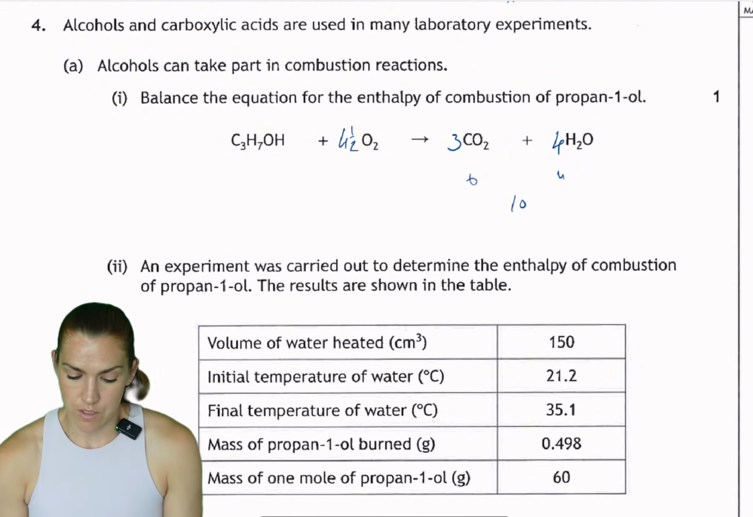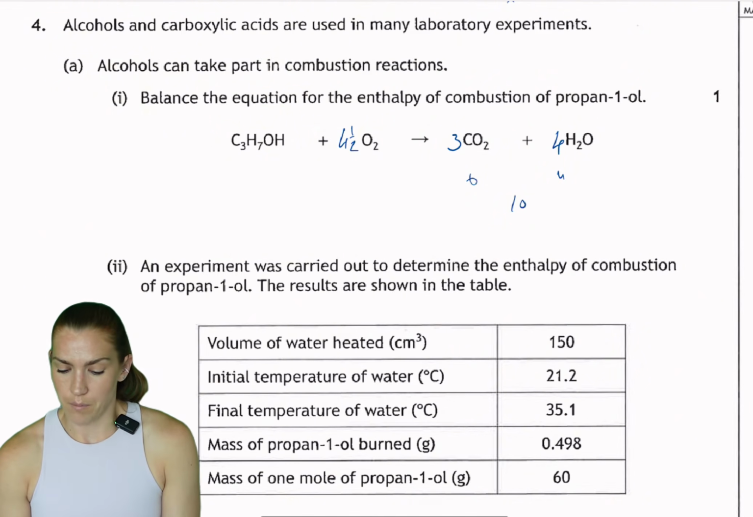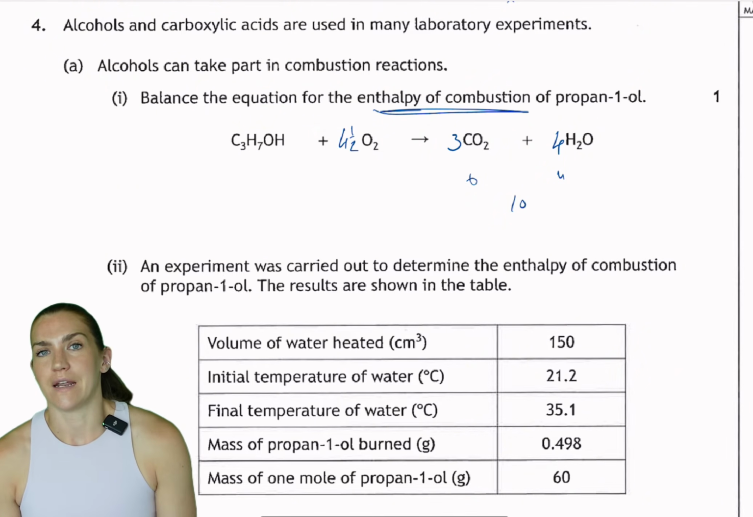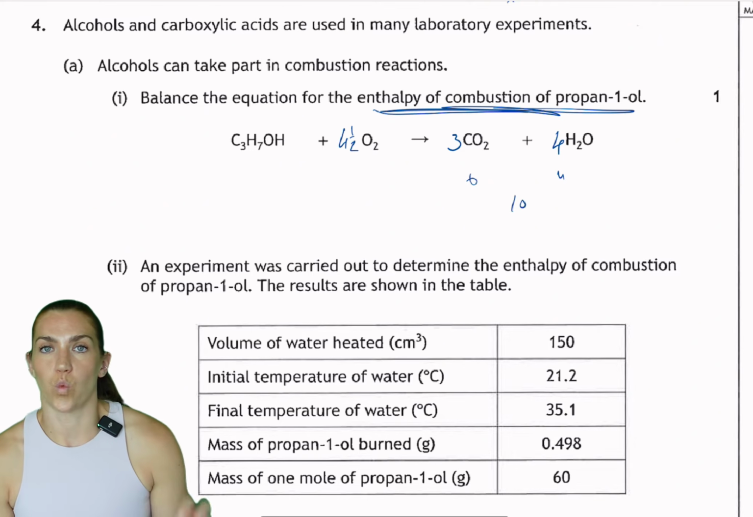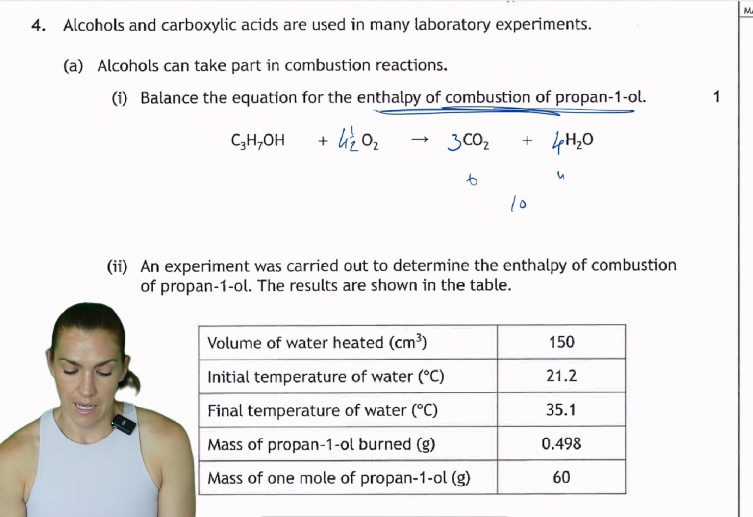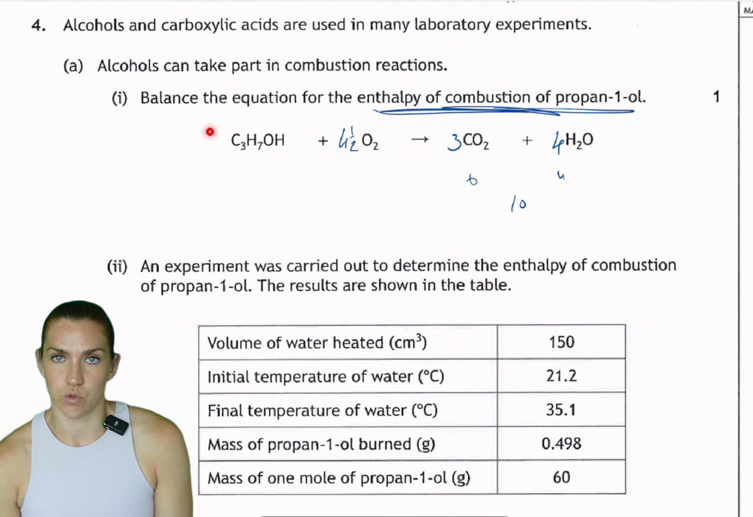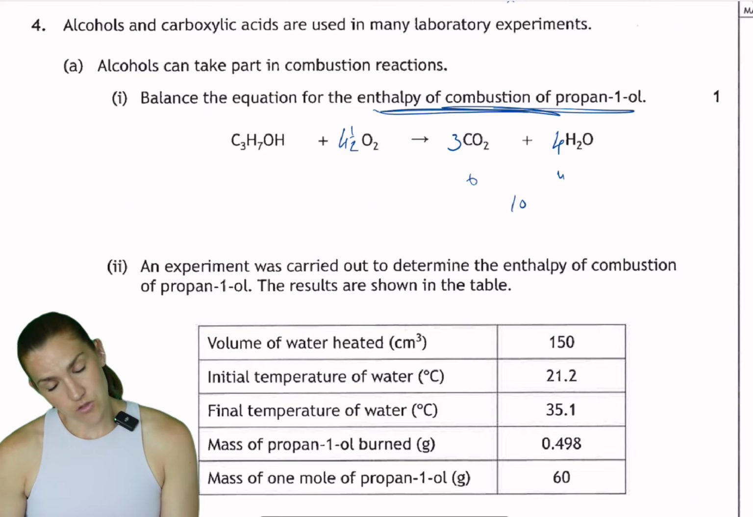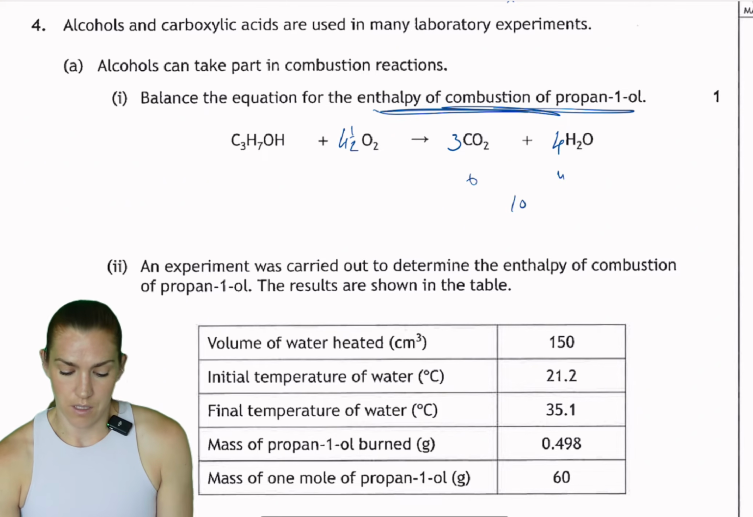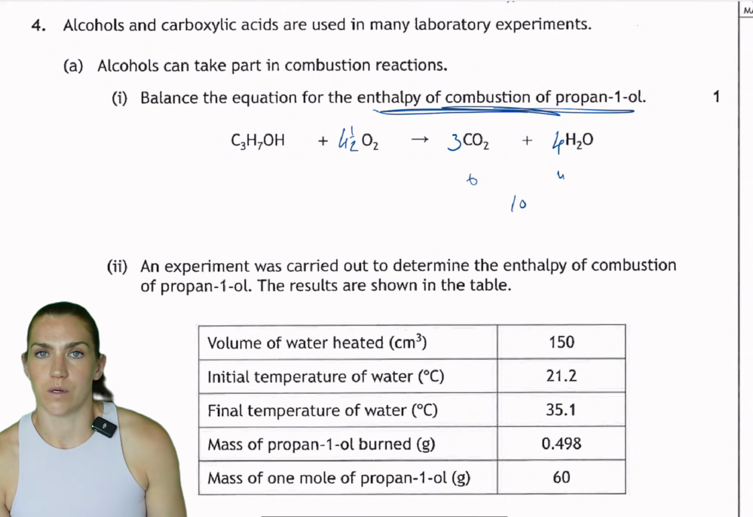However, in this one it wants the equation for the enthalpy of combustion of propan-1-ol, and enthalpy of combustion by definition is the energy released when 1 mole of a substance burns completely in oxygen. So you can't have more than 1 mole of the propan-1-ol here. So this is a little bit of a tricky one for the balancing equation, but just remember enthalpy of combustion is always for 1 mole of the substance.